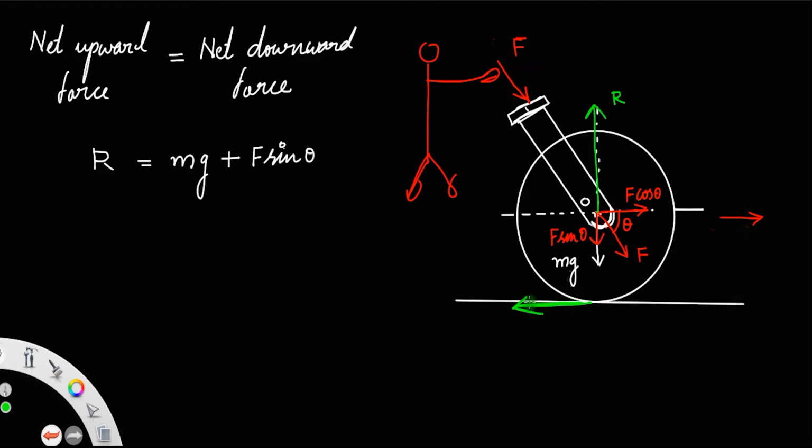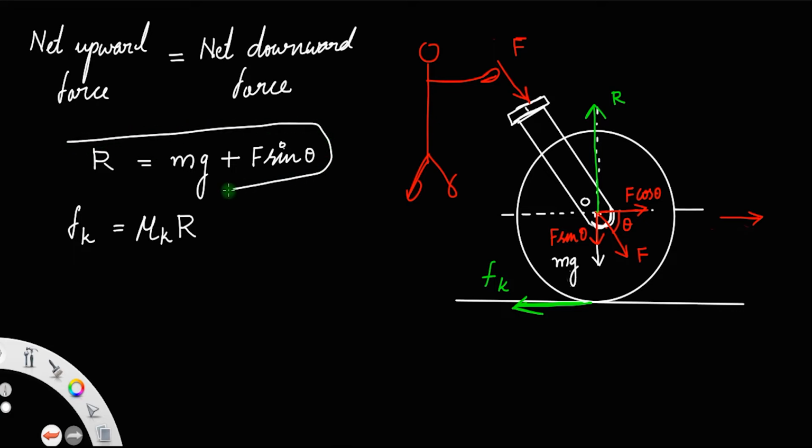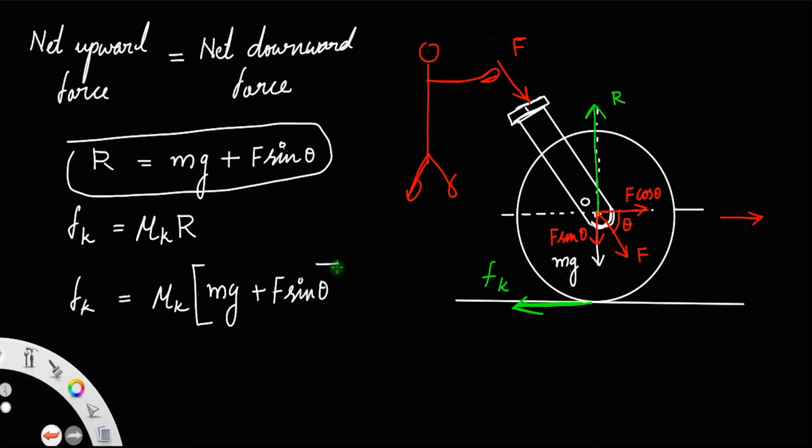Since the roller is moving in this direction, towards the right, there is a friction acting towards the left, or in the opposite direction of motion. Let's call that kinetic friction Fk. But you know the kinetic friction is always the coefficient of kinetic friction times the normal reaction, and this one is the normal reaction. So Fk is equal to mu k times (mg plus F sin theta). Let's call that equation number 1.